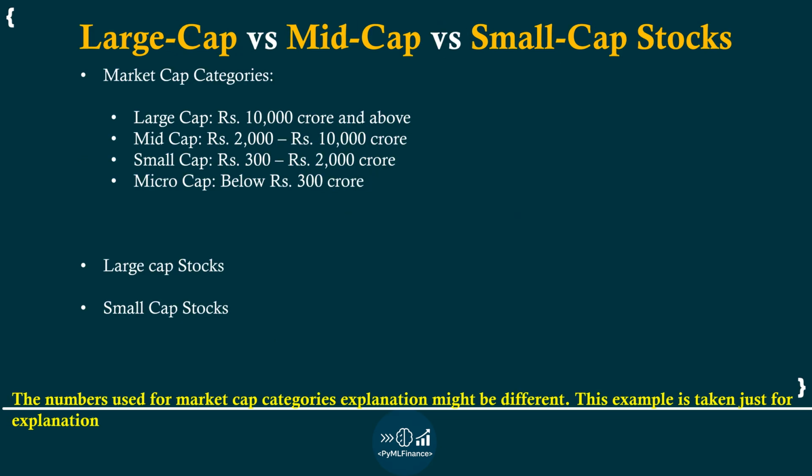Now let's understand different categories under market capitalization. Stocks are usually classified as large cap, where the market cap is 10,000 crore rupees and above; mid cap, where the market cap is between rupees 2,000 crore and rupees 10,000 crore; small cap, where the market cap is rupees 300 to rupees 2,000 crore; and micro cap companies have a market cap of less than rupees 300 crore.